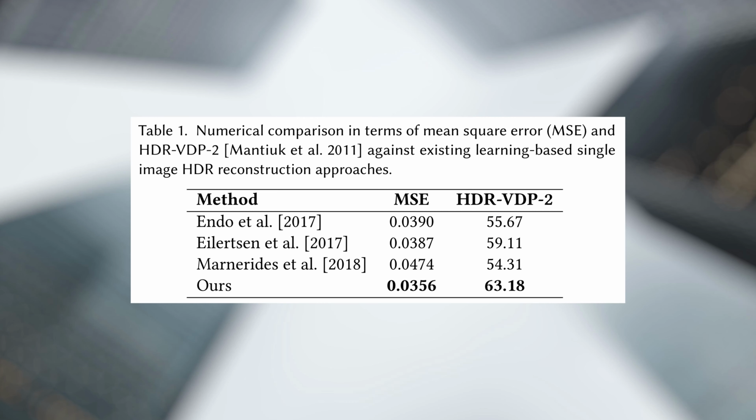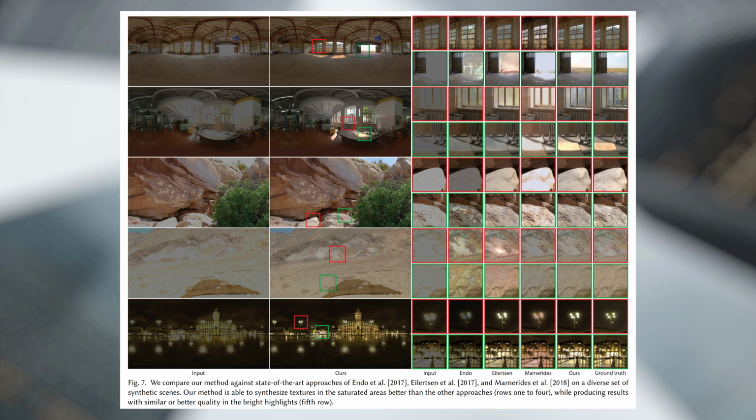Now we're just going to look at some of the results from the paper. From the table, we can see that this method outperformed other similar learning-based single-image HDR reconstruction approaches in terms of both mean squared error and HDR-VDP2, which is a visual metric that compares a pair of images. This set of images shows how this method compared to similar methods on synthetic scenes. A very noticeable improvement is the reduced visible artifacts in low-light images.